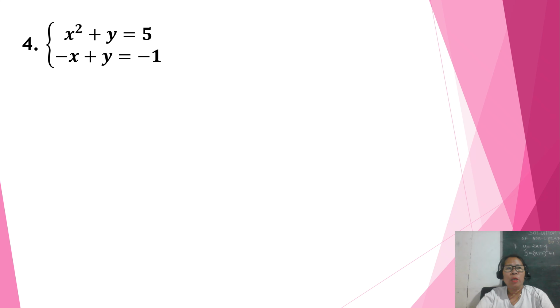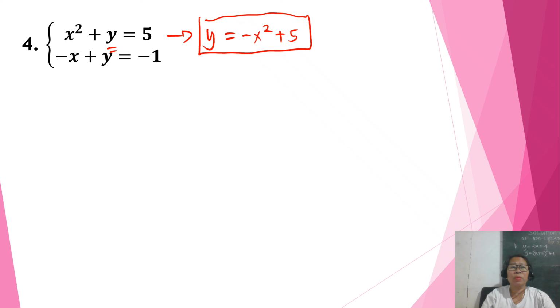Okay, this last example, number 4. So number 4, we have equation. The first equation is a parabola. The second equation is a linear function. So the first is we are going to use equation A, solving for y in terms of x. So y, and then that x squared will become negative x squared. Then the positive 5 will be copied. This is now the value of our y in terms of x.